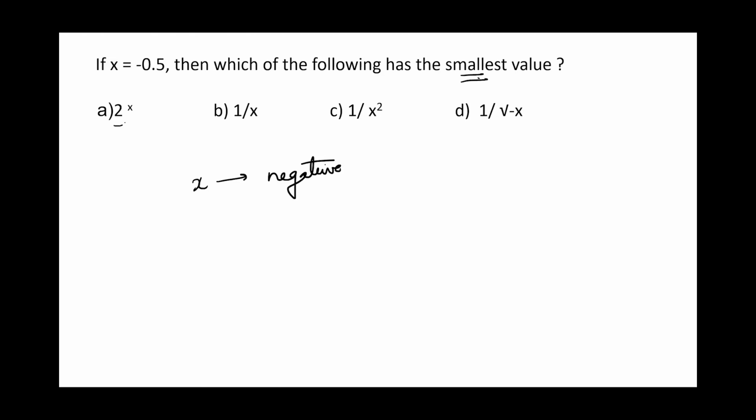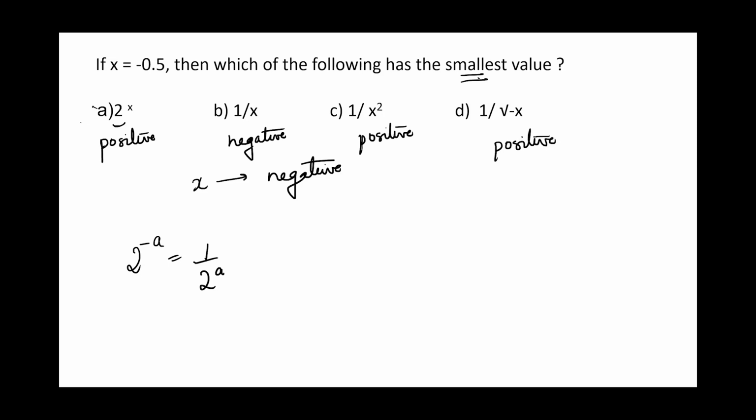Now, first option, is it positive or negative? 2 raised to minus x is a positive number. So the first option is definitely positive. How about the second option? 1 upon negative will be negative only. Third option, negative square becomes positive. Minus of minus becomes positive. So just because option A, option C and option D are ruled out, you can declare option B as your answer, right?